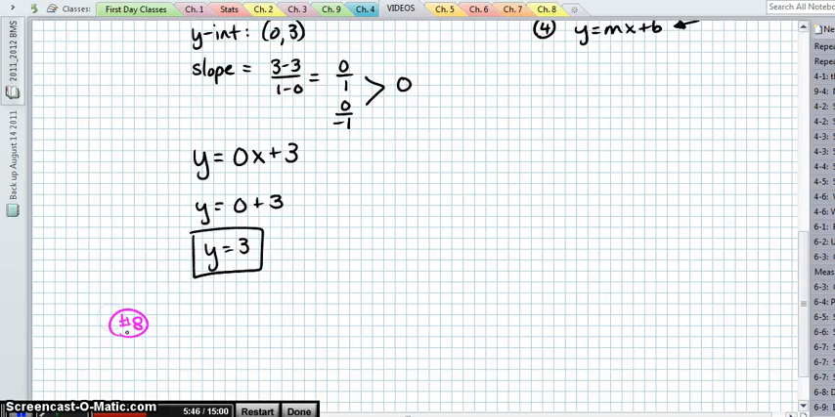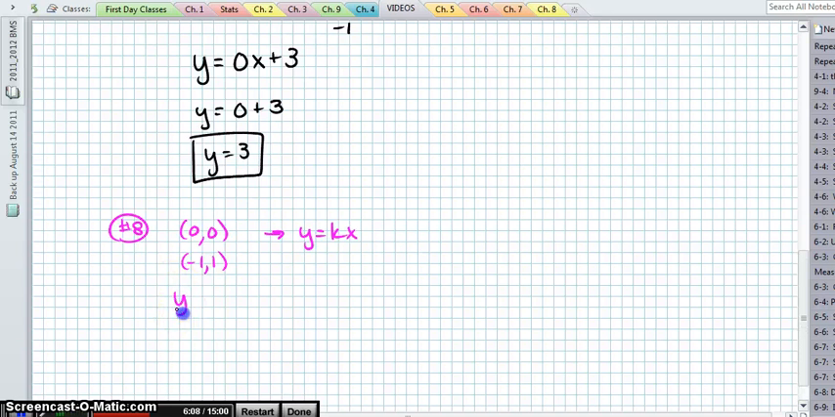Let's take a look at number 8. It happens to go through the origin 0, 0. So in your head, maybe you're thinking direct variation, which would be correct. But let's go ahead and find another point on this line. Let's say negative 1, comma 1. So I have 2 points on the line. My y-intercept is clearly the origin of 0, 0. And the slope, let's go ahead and calculate that. My y's go on top, so 0 minus 1 over 0 minus negative 1. And I will get negative 1 over 1, or just negative 1.